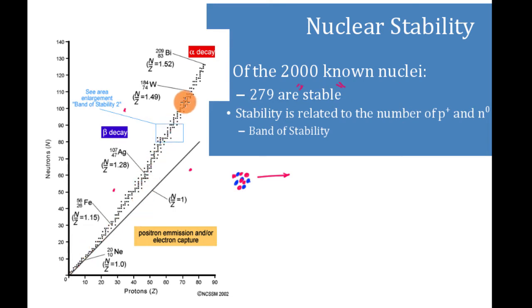So that's what this stability is. Now notice how it curves up here. What this is just telling us is that it's not a one-to-one ratio. So it's not that every proton is neutralized or stabilized by an equal number of neutrons. As you get more and more protons, you get more and more unstable, meaning you need more and more neutrons to stabilize that heavier nucleus.